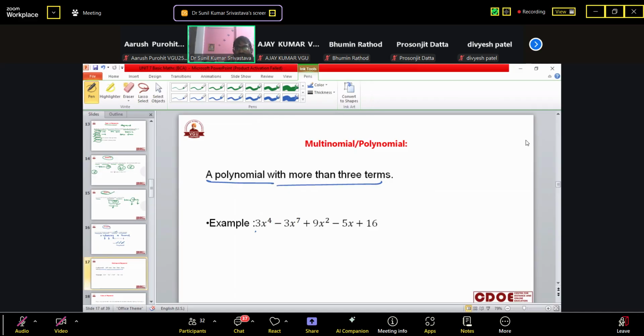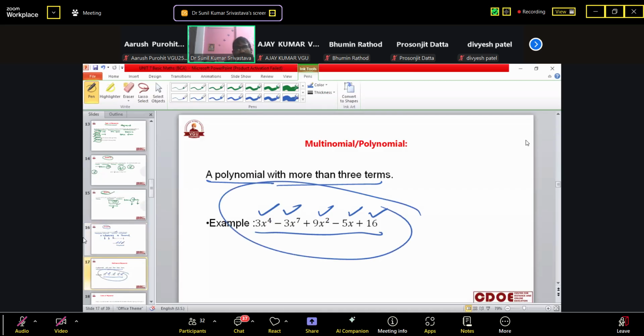Suppose this is an expression of the form written here: 3x^4 minus 3x^7 plus 9x^2 minus 5x plus 16. You have the first term, second term, third term, fourth term, the fifth term. So this is the category of pentanomial, but expressions with more than three terms we generally do not discuss here.